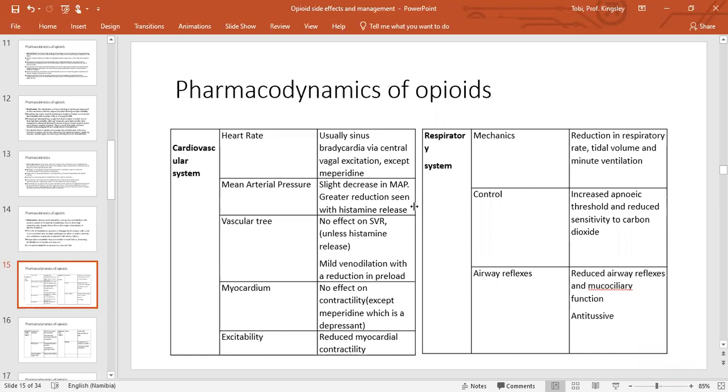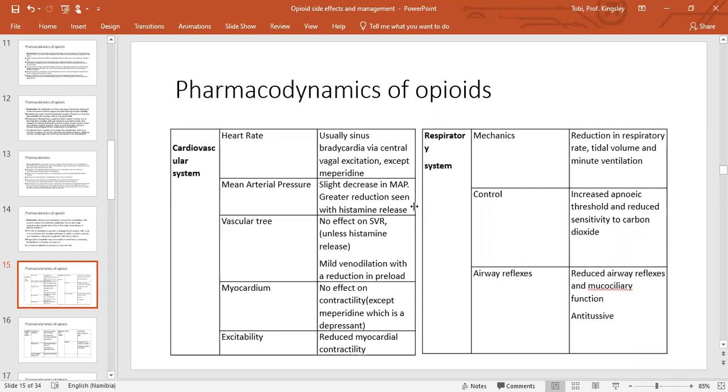It's been said that without histamine release, most opioids have minimal or no effect on systemic vascular resistance. Myocardium, there's no effect on contractility, all right, except pethidine, which is a depressant, and there's reduced myocardial contractility. All right, so these are the cardiovascular effects of opioids generally.